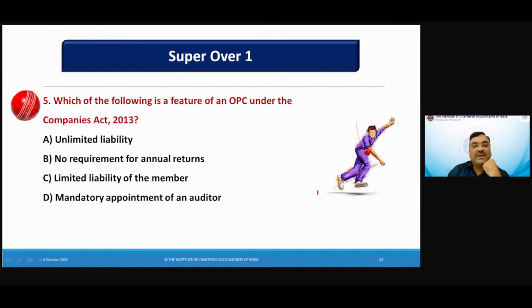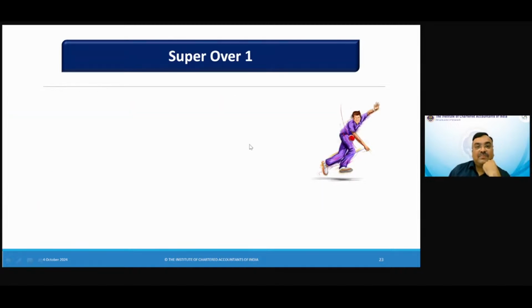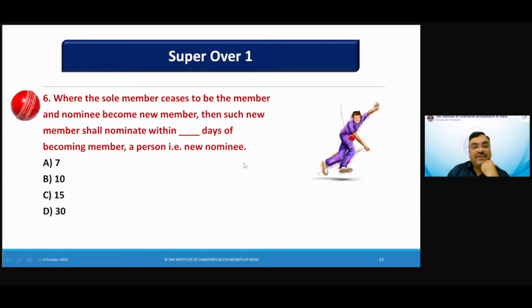Which of the following is a feature of OPC under the Companies Act? Limited liability of member. 15 days. Sorry, shall not within 15 days. Yes.